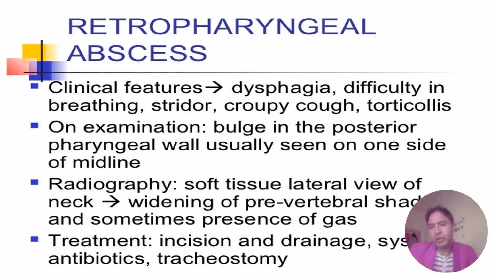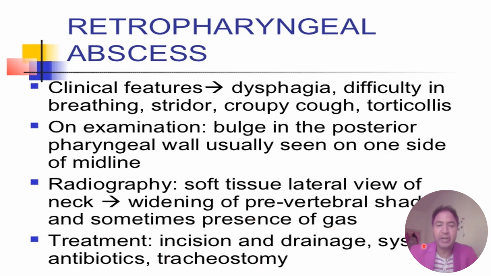Now again, we have here the clinical features: dysphagia, difficulty in breathing, stridor, croupy cough, torticollis. On examination, bulge in the posterior pharyngeal wall, usually seen on one side of midline. Radiography, soft tissue lateral view of the neck, widening of the prevertebral shadow. I will come to that. And sometimes presence of gas.